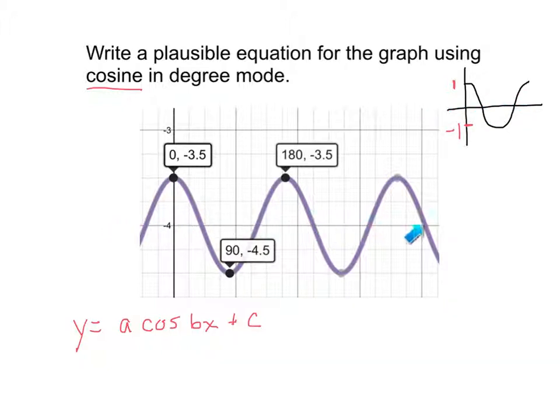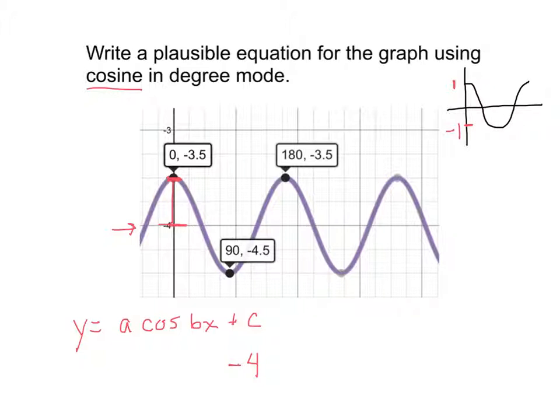Where's the center of this graph? -4. So how does that change our equation? It's a down 4 and a C. Down 4 on the C, so the C is -4. Okay? Now from here, this is our center. Our amplitude is right there.